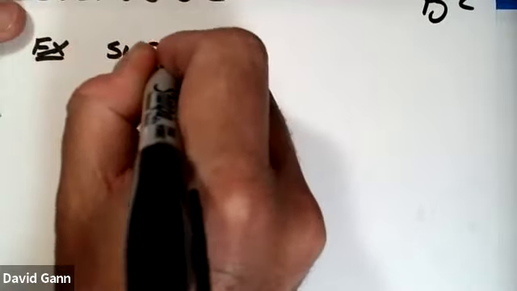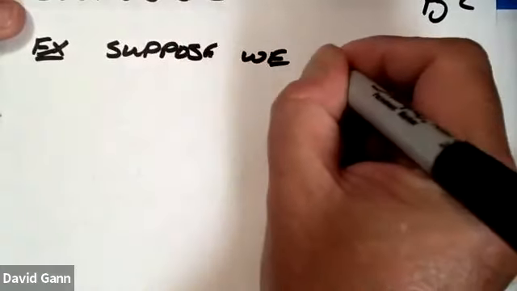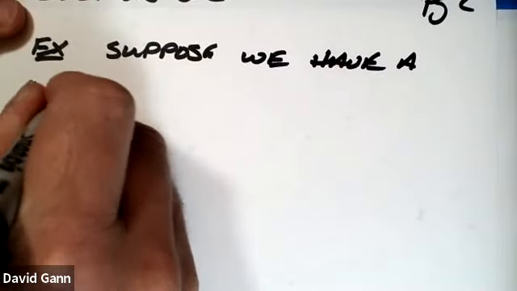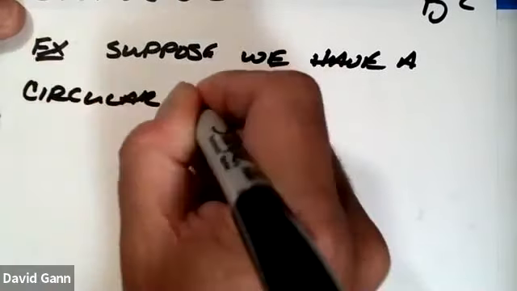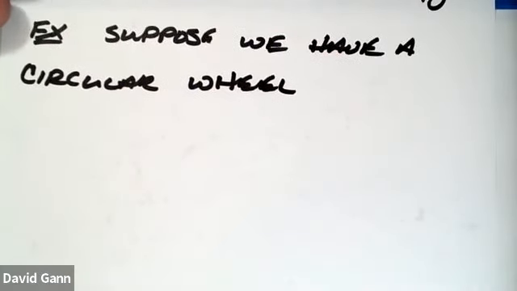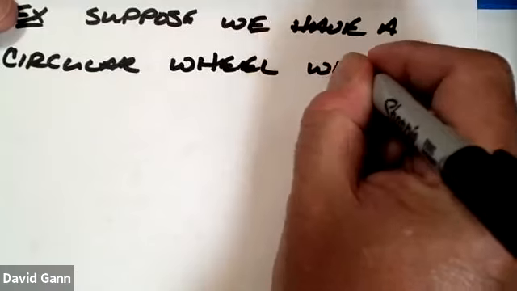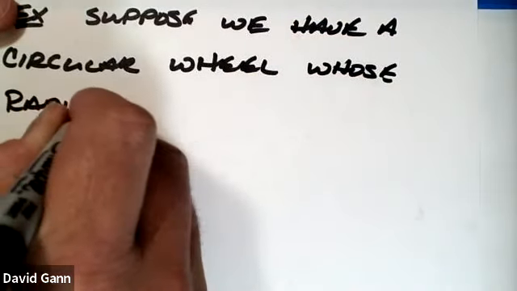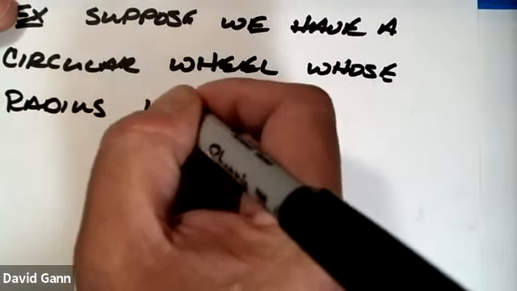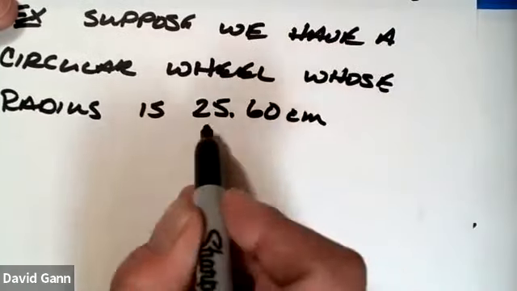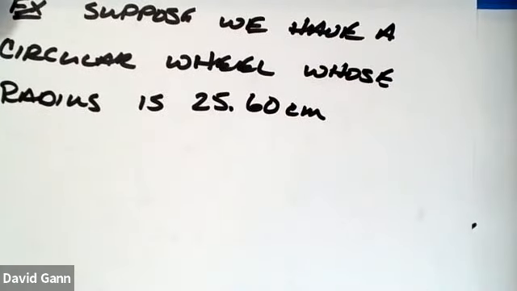So suppose we have a circular wheel. It doesn't really matter if it's open or closed, but whose radius is 25.60 centimeters. I notice that has 4 significant digits.